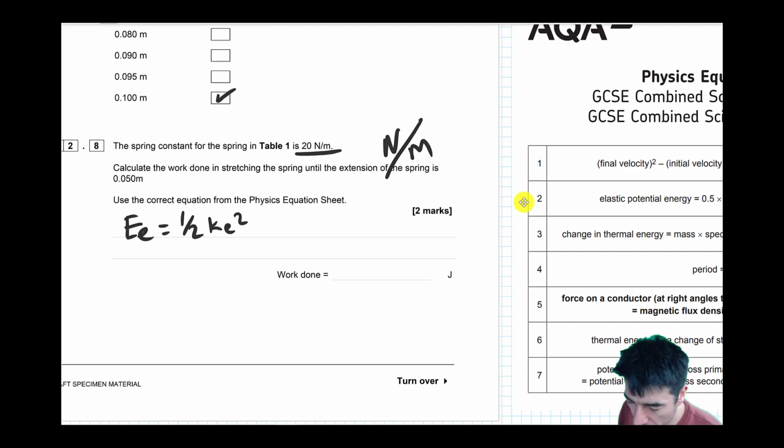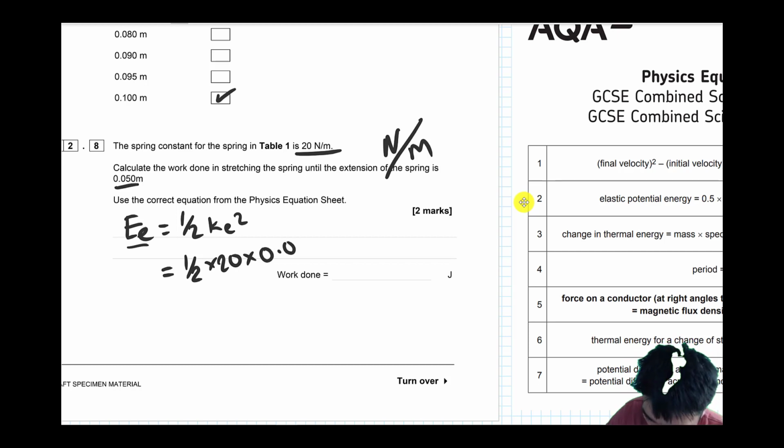Now, advice for doing this. Stick all your numbers in first, calculate what you can calculate, and you're less likely to make mistakes. So what numbers have I got? Do I have the elastic energy? No. But that's what I'm trying to find. It's the same as the work done. Do I have the number 1/2? Yes. Do I have the spring constant k? Yes, they've given it to me, times 20, times by the extension, which is 0.05. Don't forget to square it.